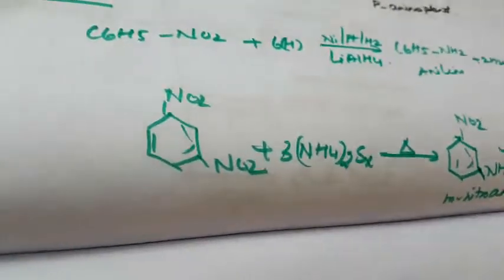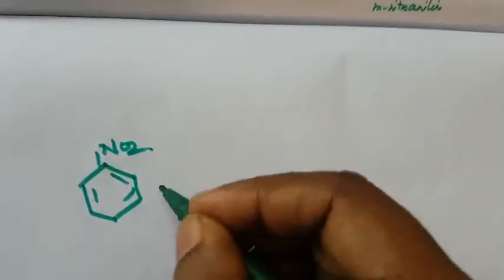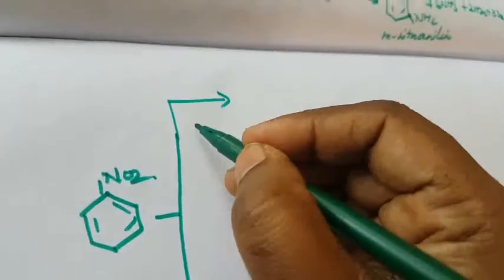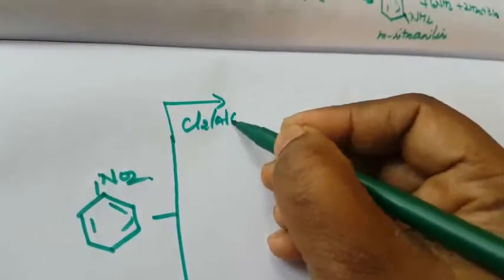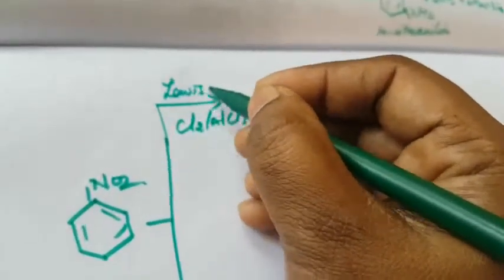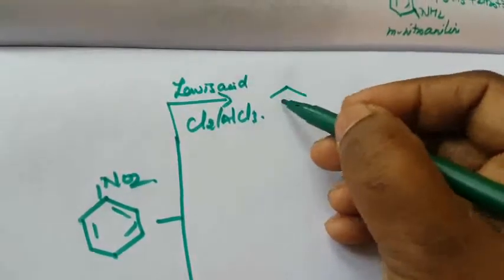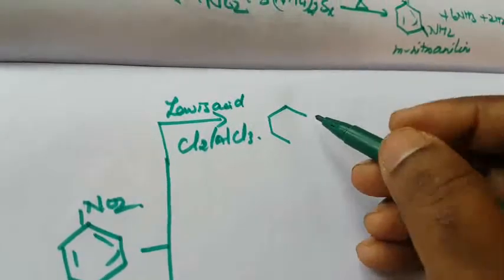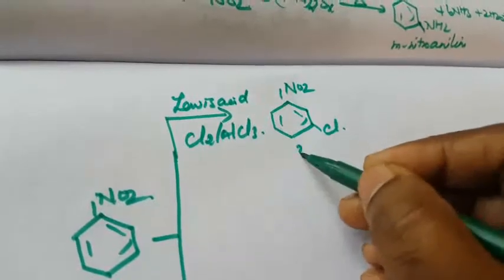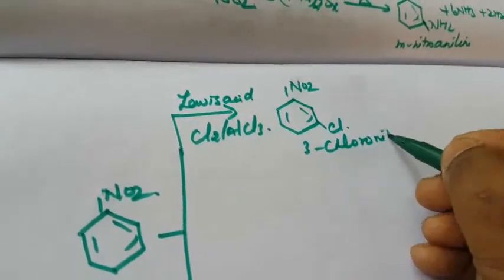Okay. So next one is the electrophilic substitution reaction. What is electrophilic substitution of nitrobenzene? First one is chlorination. What is meant by chlorination? Chlorine in the presence of aluminum chloride, a Lewis acid, is called chlorination, to form meta-3-chloronitrobenzene.